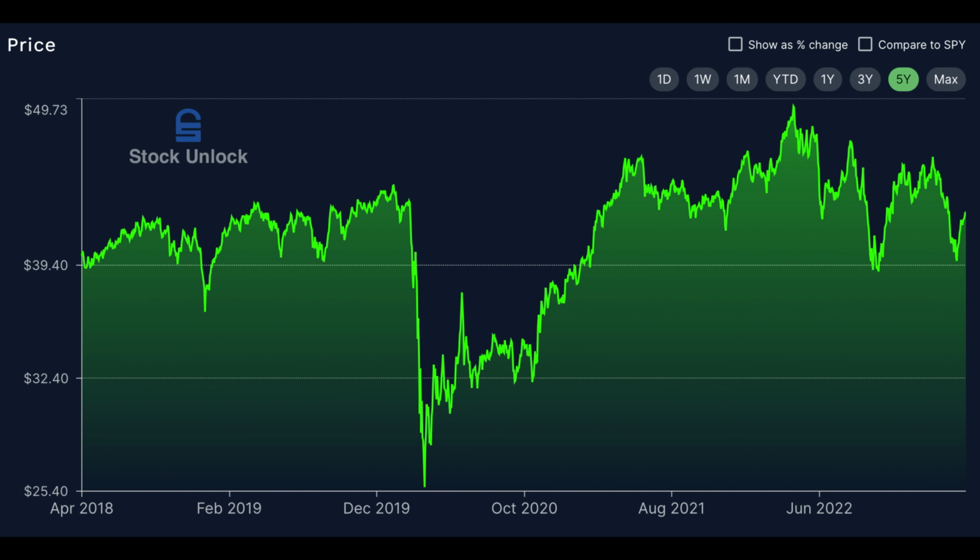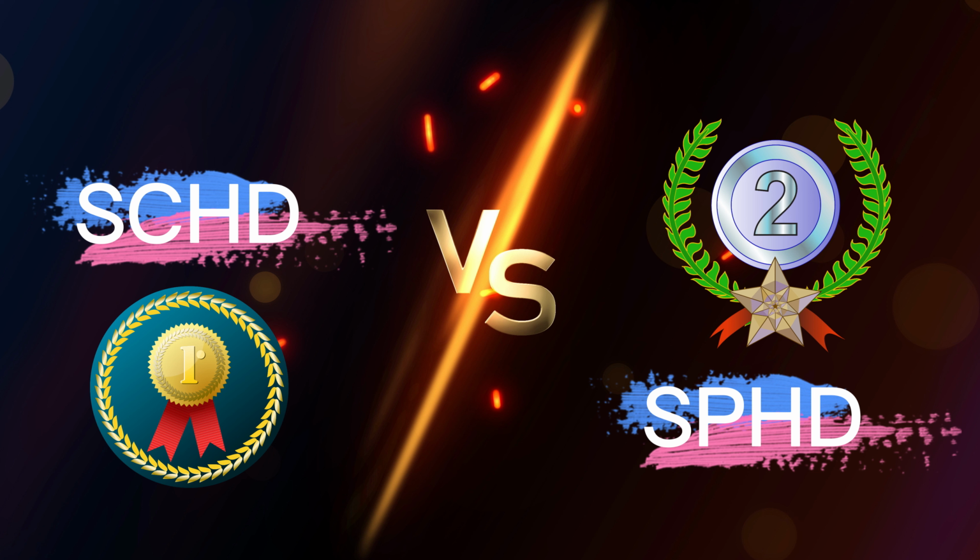As you can see in the chart, other than the COVID fall, when it fell to around $25, the fund has remained in that $40 to $50 range. So when it comes to historical returns, SCHD is the clear winner.